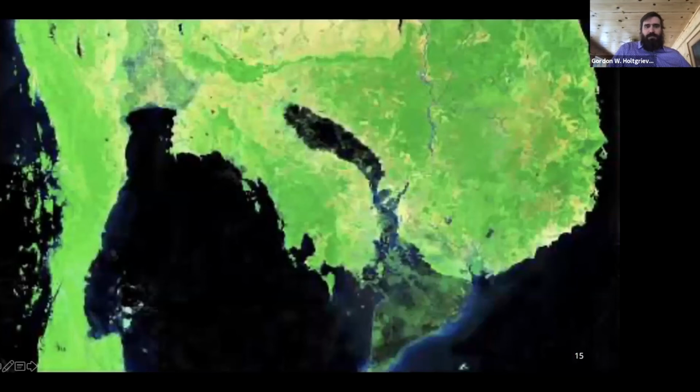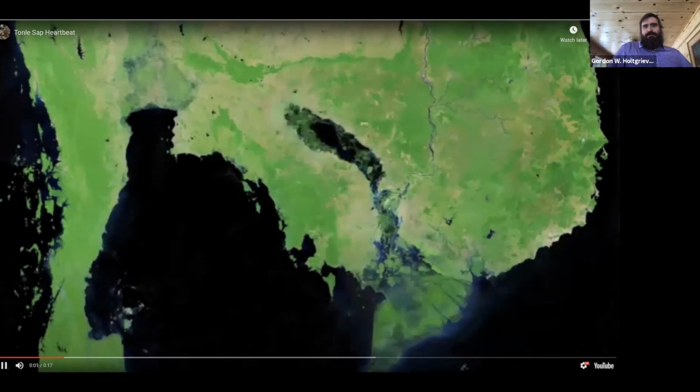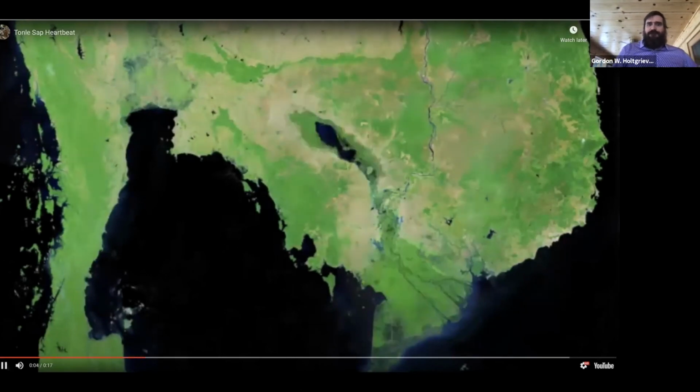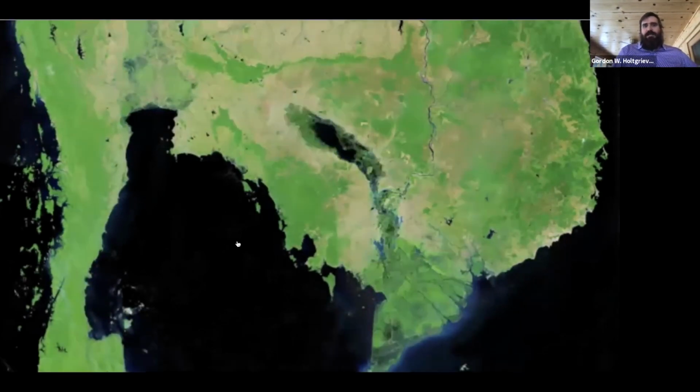I'm going to try this and see if it works. So this is that flood I was talking about, and it's often called the heartbeat of the Mekong.